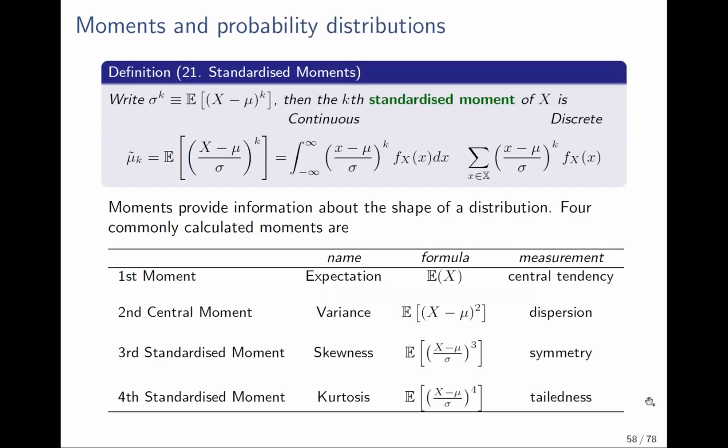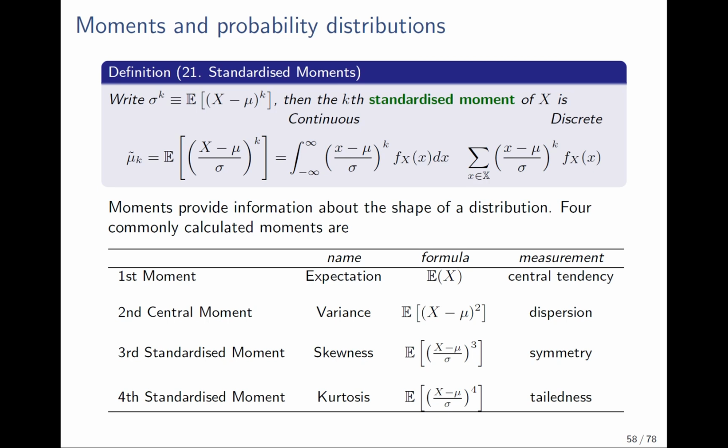And the final definition of moment, standardized moments. In this case, we're going to write sigma k as the expectation of x minus mu to the power k. Then we define the kth standardized moment of x as this quantity here, and this time, for notation, we're going to use a tilde to denote a standardized moment, and it's equal to the expectation of x minus mu over sigma to the power of k. Again, rules of expectation dictate that this quantity here can be written in this form.